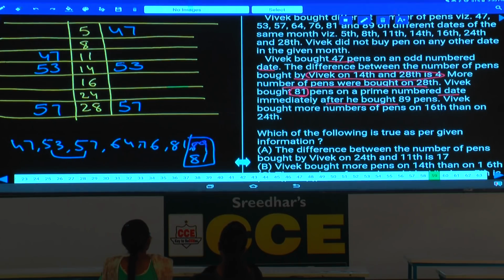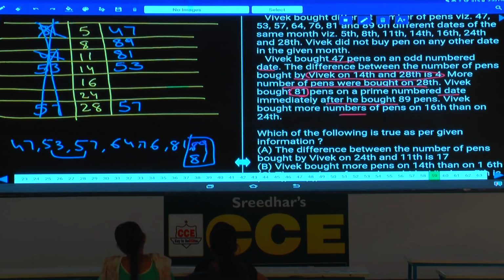As 81 is on a prime number date, hence 81 must be here. If 81 is here, 89 will be here, that is case 1. Now in the other case, 81 cannot be at this place. Why? Because if 81 is here, 89 must be before this one, which is not possible. 81 cannot be on 5th, cannot be on 11th as well. Hence the second case is completely ruled out. Now we are left with only one case.